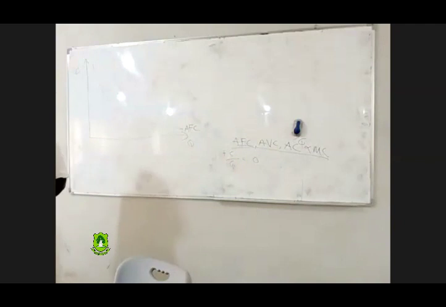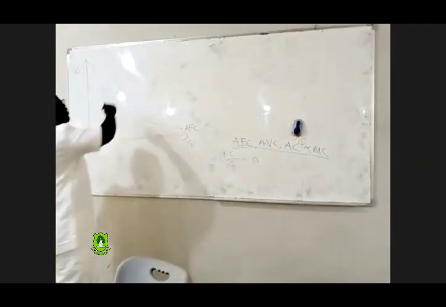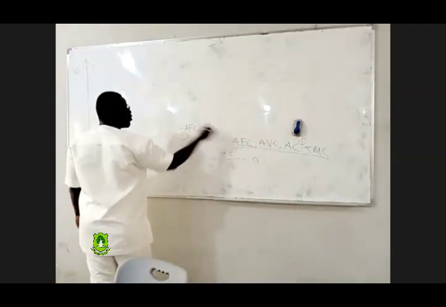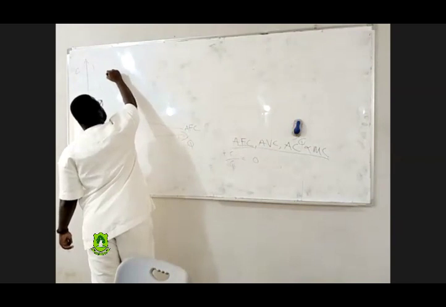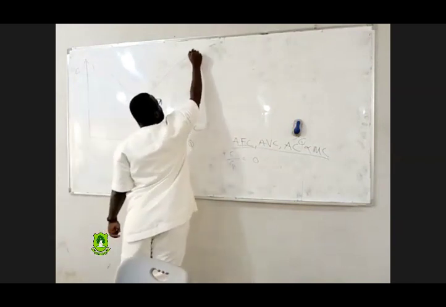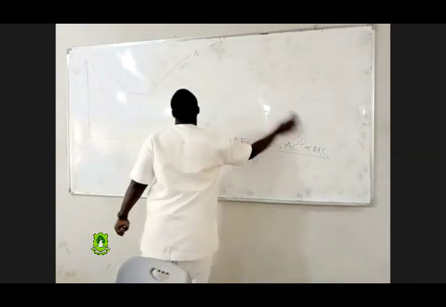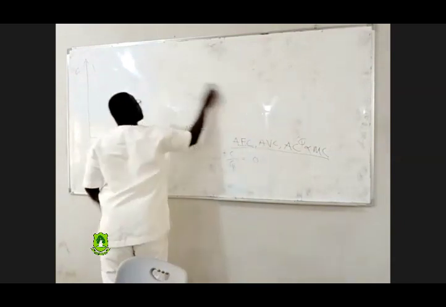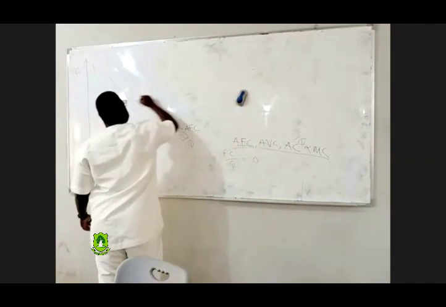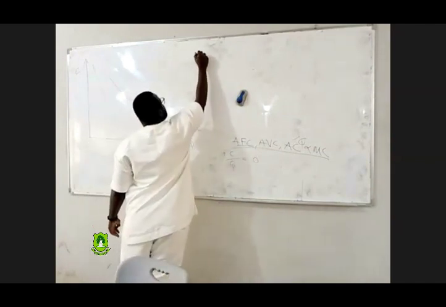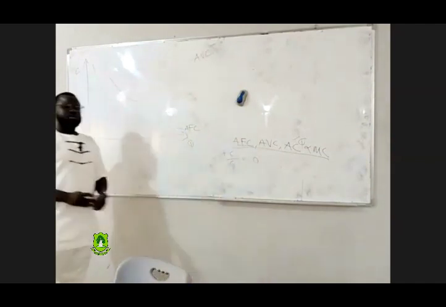When you plot the average variable cost, you will have an average variable cost curve with a U shape. Let me just bring it down a bit. You will have average variable cost.